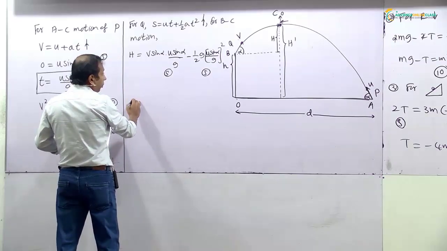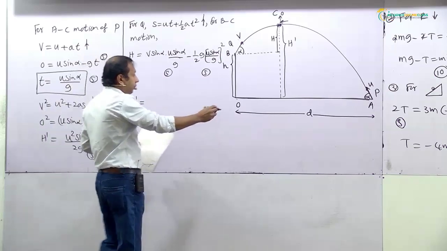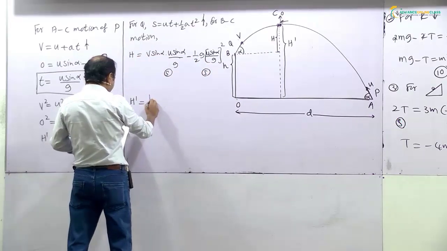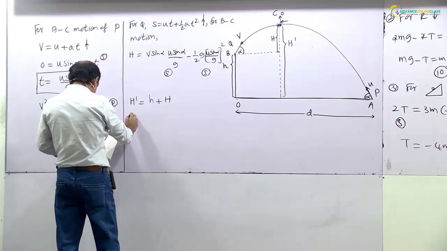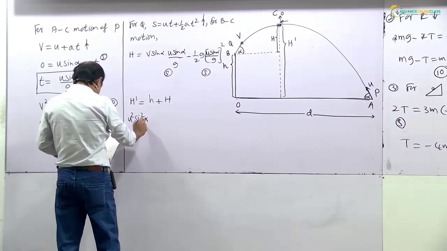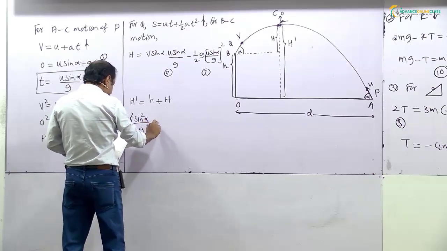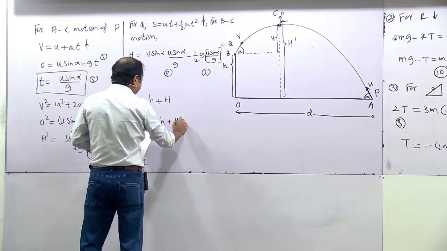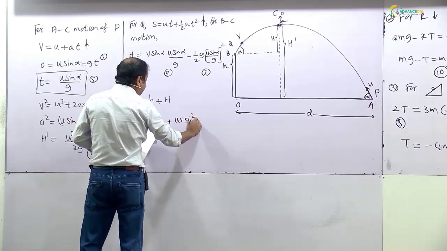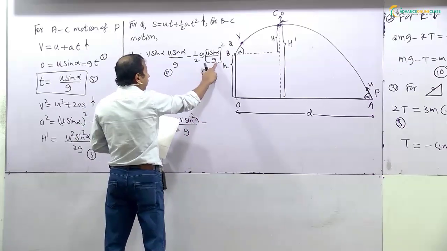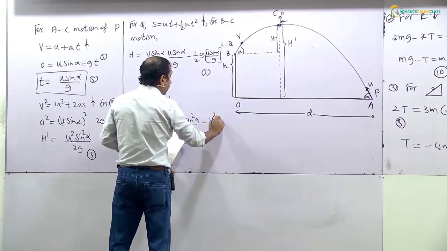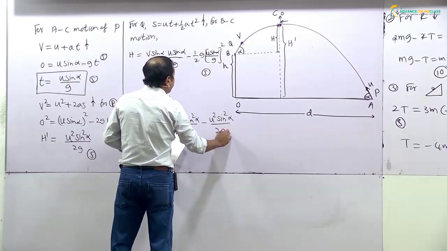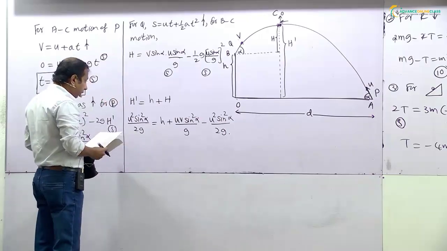Now, we know h dash, this height, is equal to this small h plus capital H. Then we can substitute for h dash, u squared sine squared alpha over 2g equals h plus, right here, capital H, uv sine alpha sine alpha over g minus, here we get g squared, one g we can cancel, u squared sine squared alpha divided by 2g. Then you can simplify that.